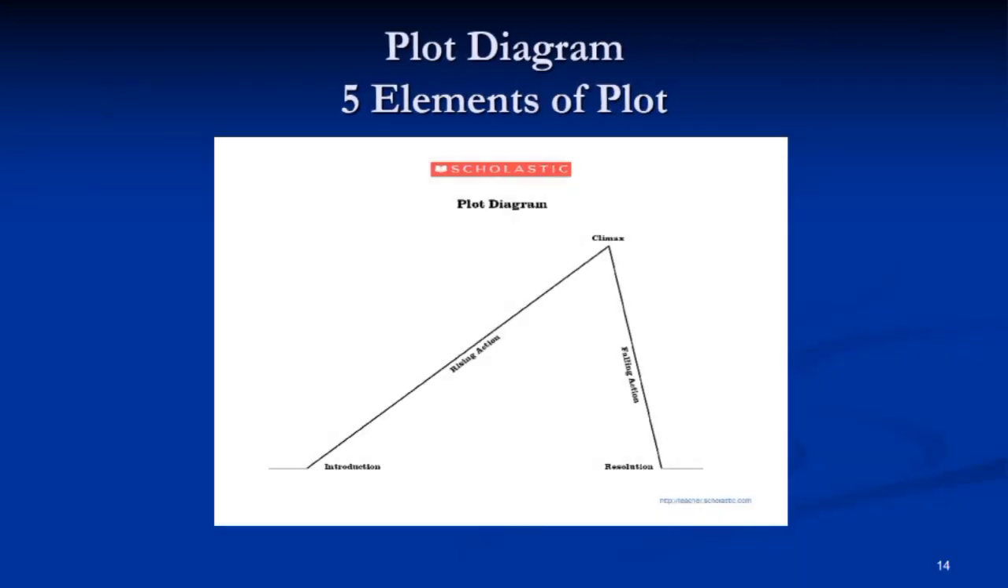This is an example of a diagram of a plot. It has 5 elements, including the introduction or the exposition, the rising action, the climax, falling action, and the resolution or conclusion.